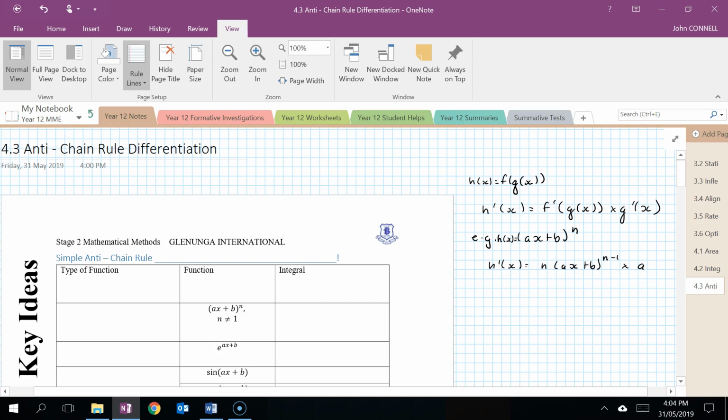So to reverse this, we just do the opposite. So the reverse is add 1 to the power, and then divide by the new power, which is what we saw last time. But then there's this added bit of dividing by the derivative of the inside.